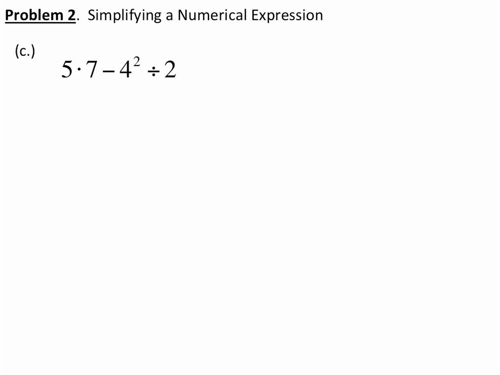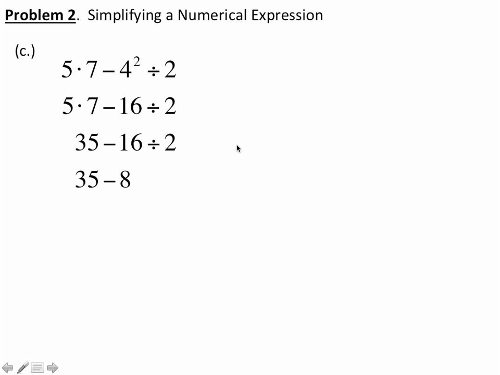All right, here we go in C. So no parentheses, we can just jump right to the exponent. So I see 4 squared, 4 times 4 is 16. All right, and now I got some multiplication, a little subtraction, a little division. So remember, go from left to right. Here's your first multiplication from left to right, 35. All right. Now be careful, you have to do this division before you do the subtraction. So the next thing I need is that 16 divided by 2, which is 8. 35 minus 8 is just 27.